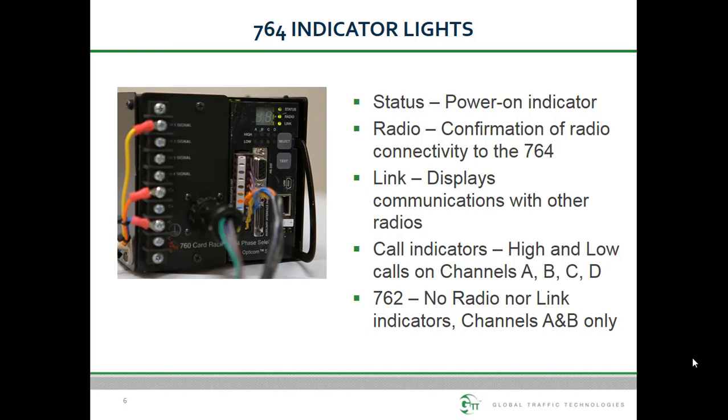A 762 has indicators for channels A and B, while a 764 has indicators for channels A, B, C, and D. When the indicator is steady amber, this indicates an active call on that channel and priority level. If the indicator is blinking, it means that there is a pending call on that channel and at that priority. See the on-site current activity screen for the status of that call.